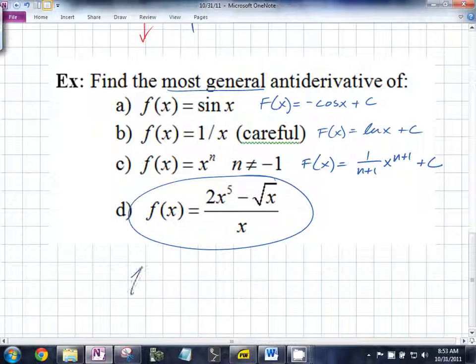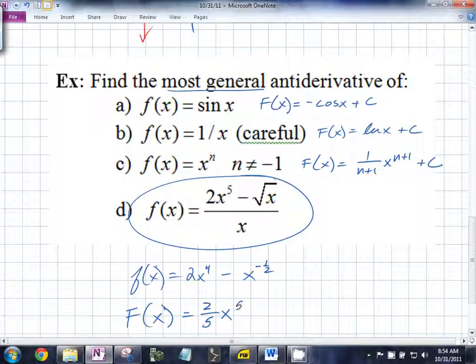Always look to simplify. It's going to be 2x to the fourth minus x to the what power? Negative. To the fifth. To the fourth. To the what? Negative what? Negative 1/2. So therefore, f of x is going to be what? 2 over 5, x to the fifth, right? Yep. Plus 1/2.